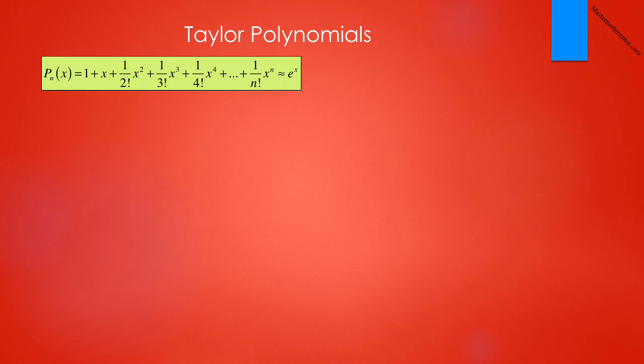The nth degree polynomial can be written as 1 plus x plus 1 over 2 factorial x squared plus 1 over 3 factorial x cubed plus 1 over 4 factorial x to the fourth plus ... plus 1 over n factorial x to the n. And that approximates e to the x. The more terms we use, the better the approximation is. We will learn this formula and be responsible for it a little bit later in the course.